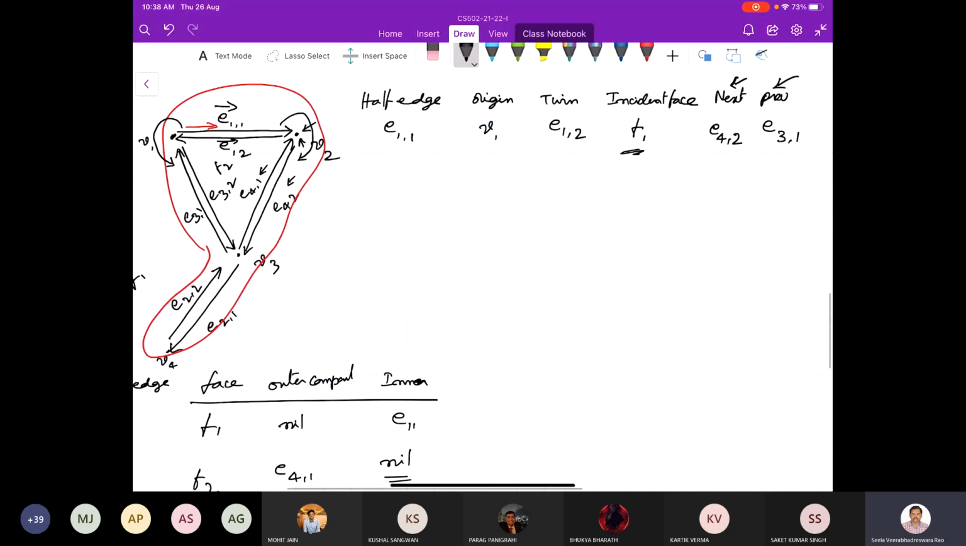Similarly, you have to store the previous of E11. Look at the origin of edge E11 and look at the edge which is immediately in the counterclockwise direction. Now here are E31 and E32, two half-edges. You store the half-edge for which this V1 is the destination. So that is the previous one. Clear?